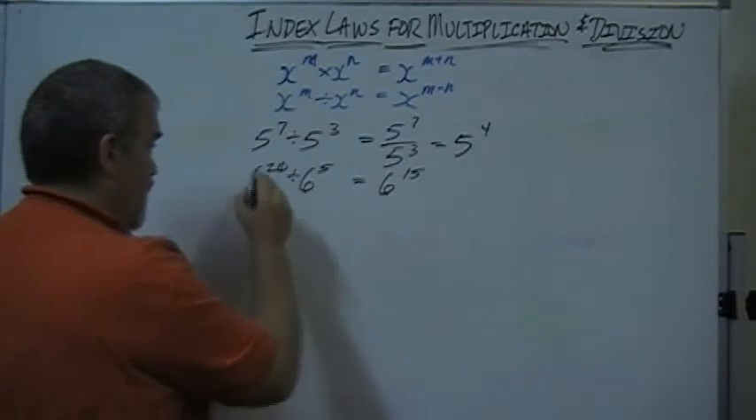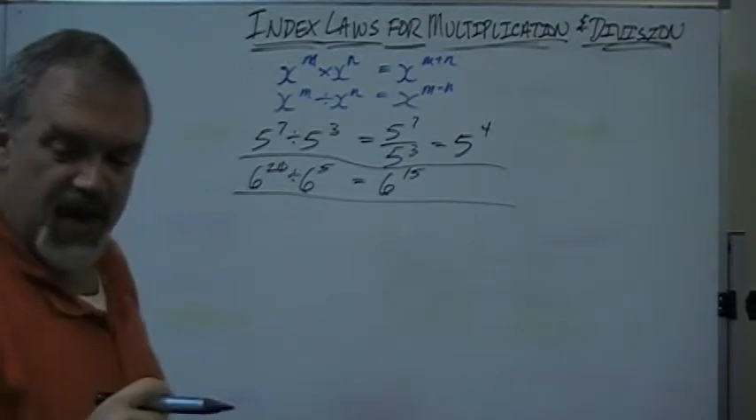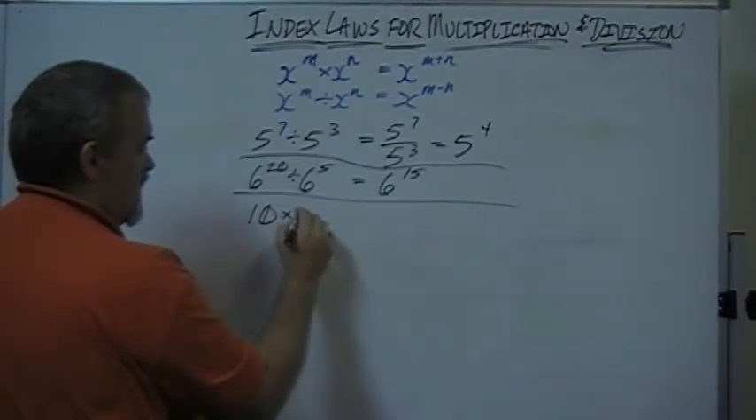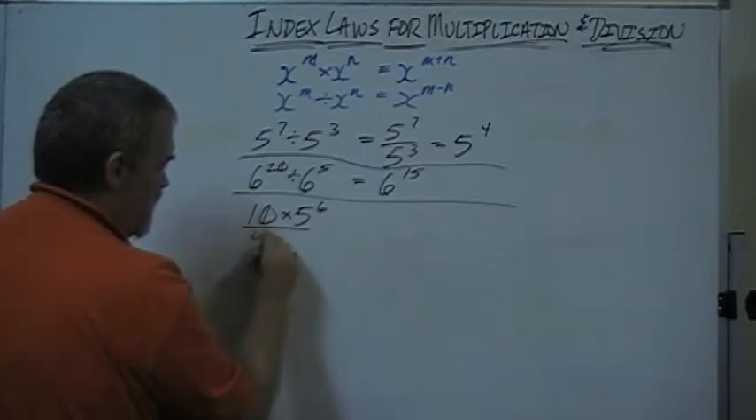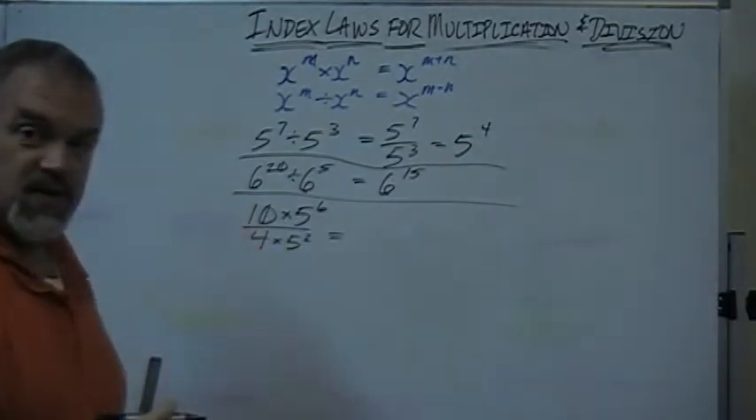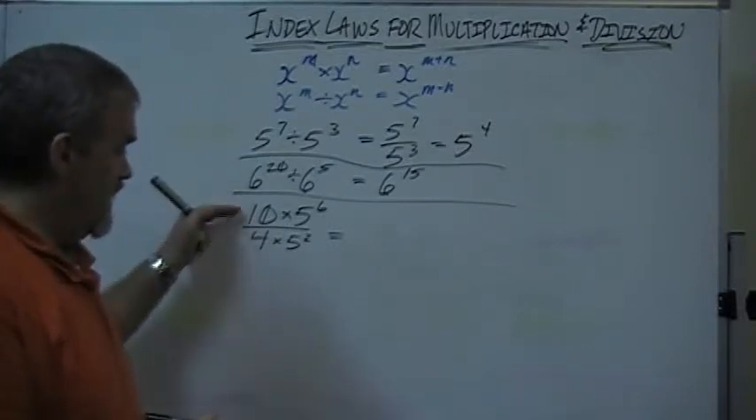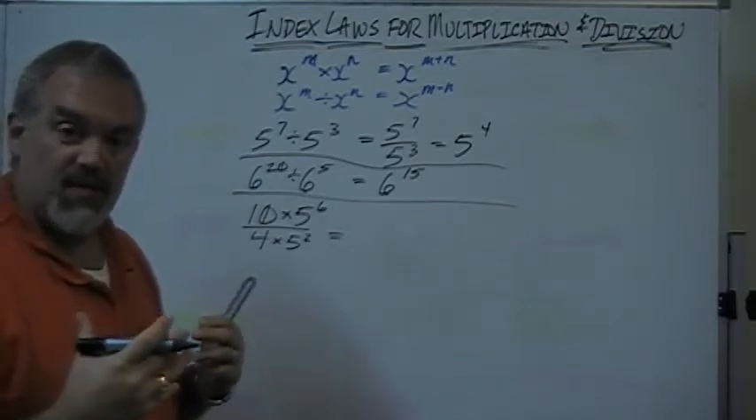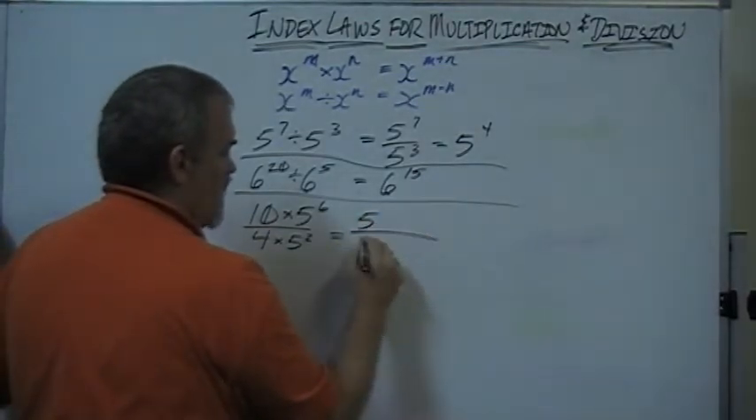Now, I'm going to do one more example that will actually require us to do one more step, but I'm sure you can still handle it. Here we go. 10 times 5 to the 6th divided by 4 times 5 squared. Now let's think about this for just a second. We have these numbers here at the beginning, and we can divide them. What do we get? 10 divided by 4. What's the highest common factor that I can divide out of both of those? I can divide both of them by 2. And so I get 5 over 2.